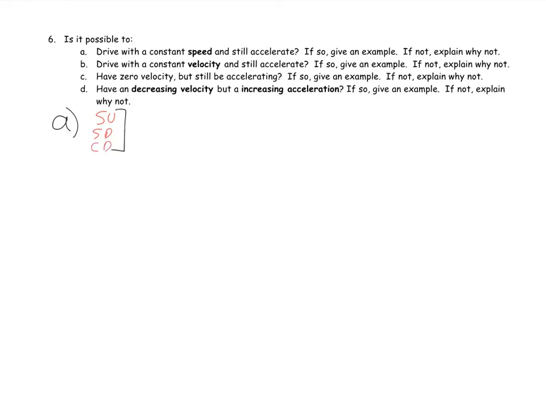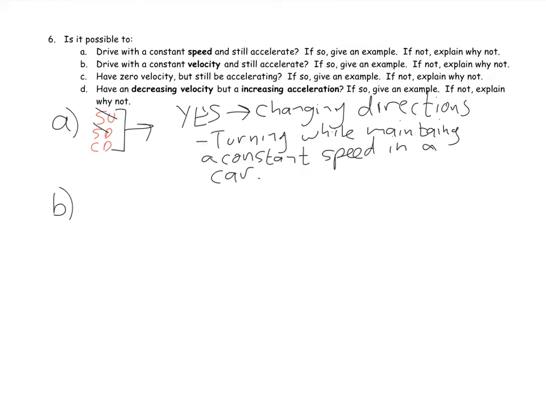So keeping those in mind, if we have a constant speed, we can't speed up, we can't slow down. However, we still can change directions. So that's the key. For this one, changing directions is going to allow us to have a constant speed, but still accelerate. So the easy example really is just saying that you're turning while maintaining a constant speed in a car. Obviously, there are many, many examples.